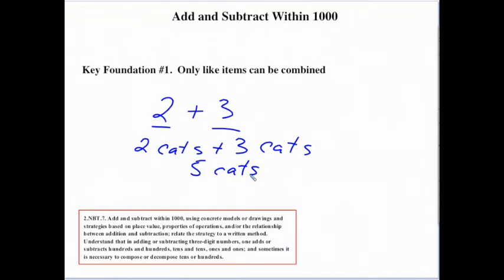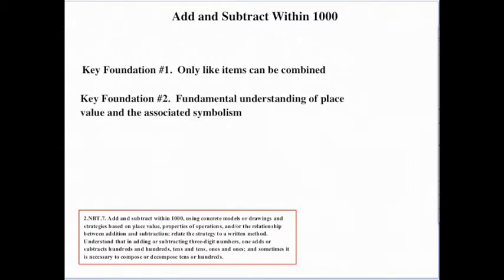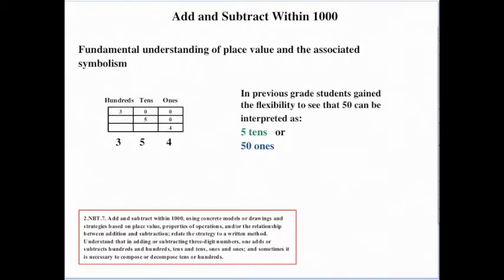So again, a really important idea is that only like items can be combined, although in some contexts or situations there won't be a specific mention of what the items might be. The second foundational idea here is that the kids have to have a fundamental understanding of place value and the associated symbolism with it. They have to understand that each digit represents a certain place value and that you can only have one digit in each of the place values.